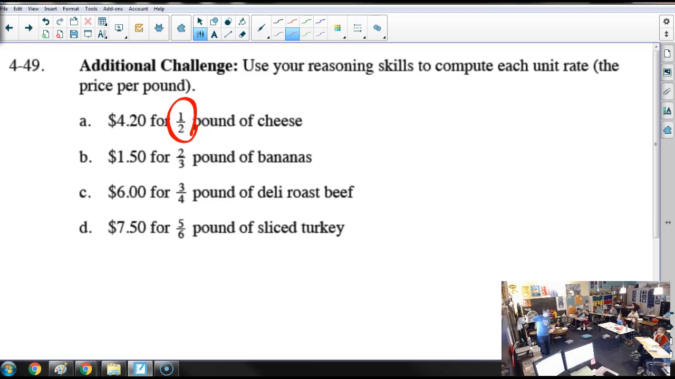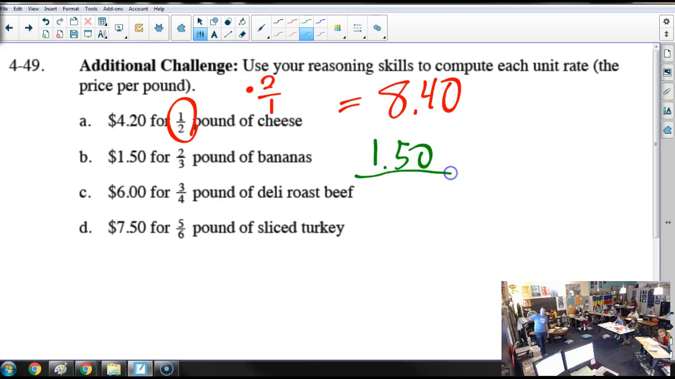Here causes us to multiply by 2/1. We multiply the $4.20, so our answer ends up being $8.40 per pound. It gets more complicated, which is why I need you to stick with me. The $1.50 would be $1.50 over 2/3.